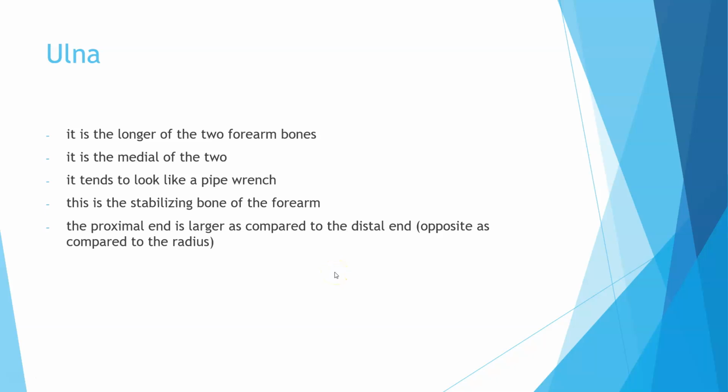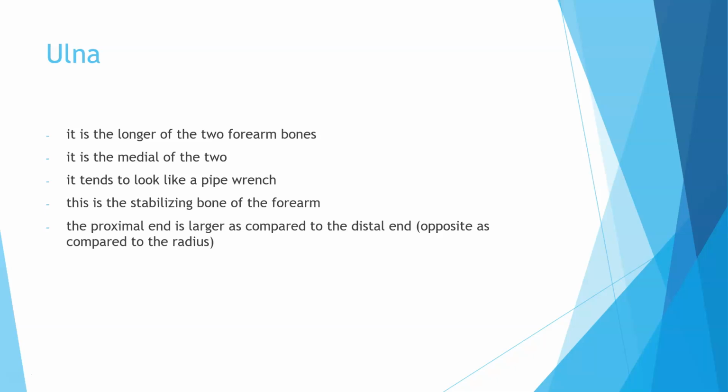The ulna is the longer of the two forearm bones. It's also the medial of the two forearm bones, and we've already taken a good look at this when we were looking at the elbow joint and the distal humerus. As I've said before, it looks a bit like a pipe wrench. And this, of course, is the stabilizing bone of the forearm. Because of the way that the proximal ulna and the distal humerus articulate, it is an extremely congruent joint, very strong. And as we know from the elbow joint, it only allows for flexion and extension, so it stabilizes the forearm.